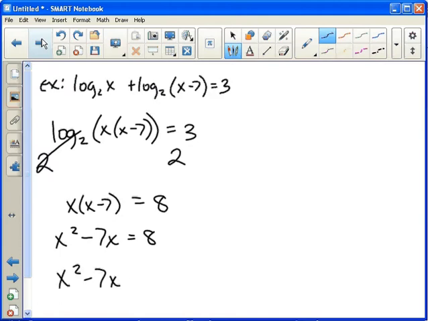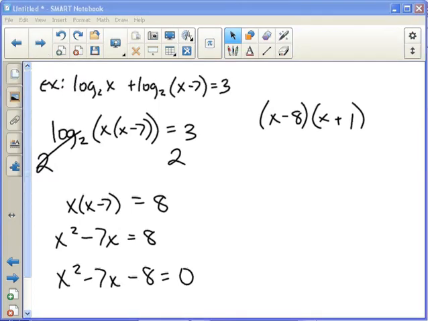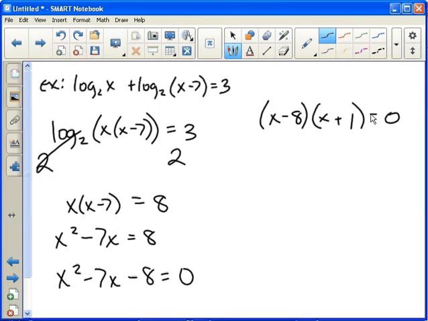Because what we'll now have to do is factor. Remember, if you have 2 x's that are not the same power, you're pretty much always going to have to factor. So let's find 2 numbers that will multiply to be 8 and add up to be negative 7. Well, that would be negative 8 and positive 1. So we set both of those equal to 0 and solve for x. So we get x equals 8 and x equals negative 1.